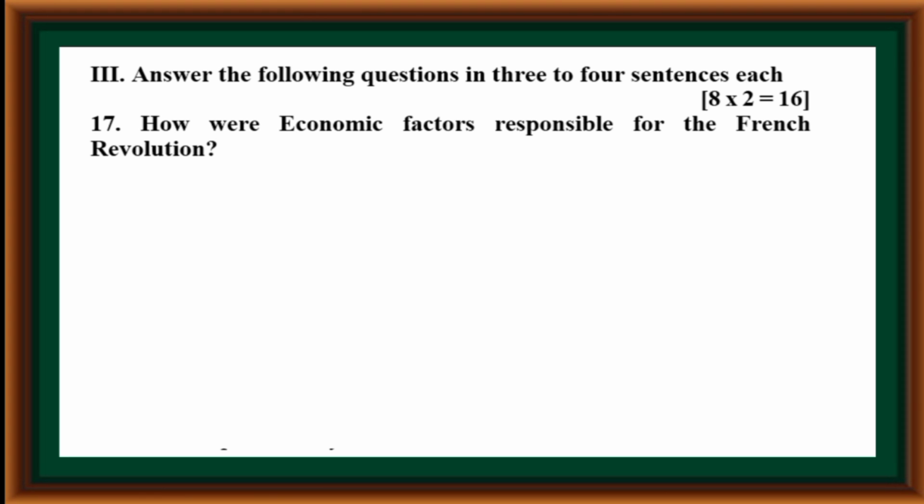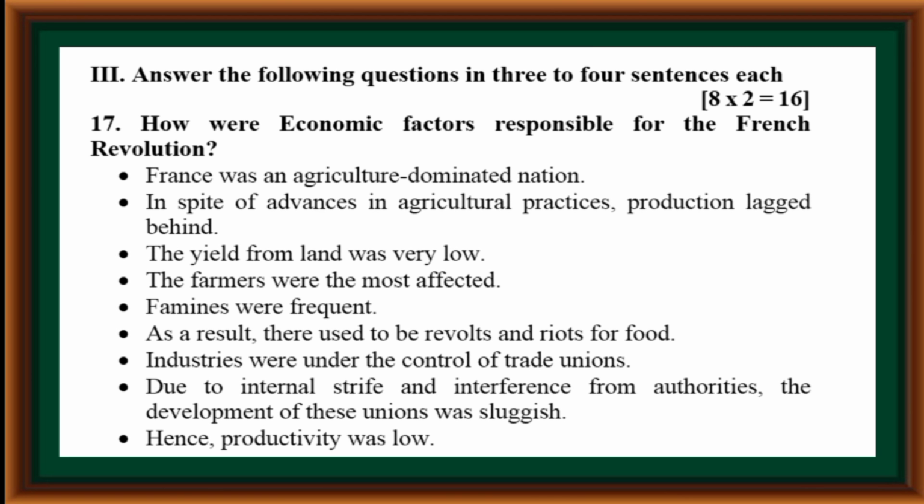Third main, answer the following questions in 3 to 4 sentences each. How were economic factors responsible for the French Revolution? France was an agriculture dominated nation. In spite of advances in agricultural practices, production lagged behind. The yield from land was very low. The farmers were the most affected. Famines were frequent. As a result, there used to be revolts and riots for food.